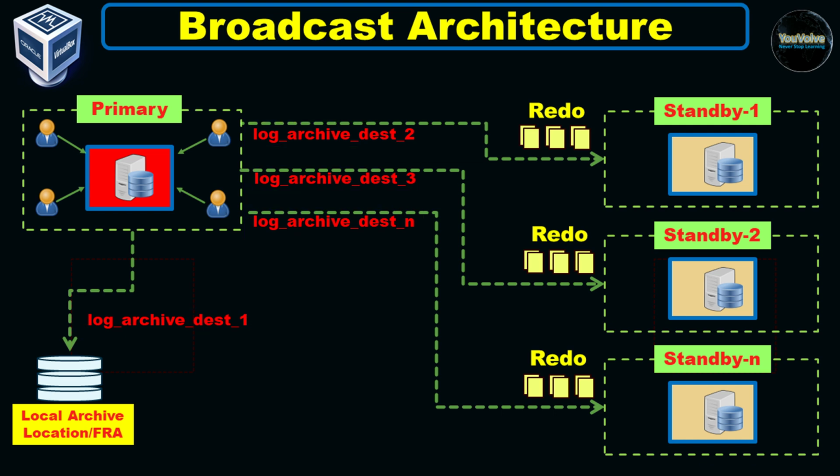settings in the primary. In this architecture, the redo data is sent in parallel to different destinations, so it increases the load on the primary database as well as the network traffic. This configuration minimizes the risk of data loss and ensures the fastest possible role transition. So far in this series, we have implemented the broadcast architecture only.